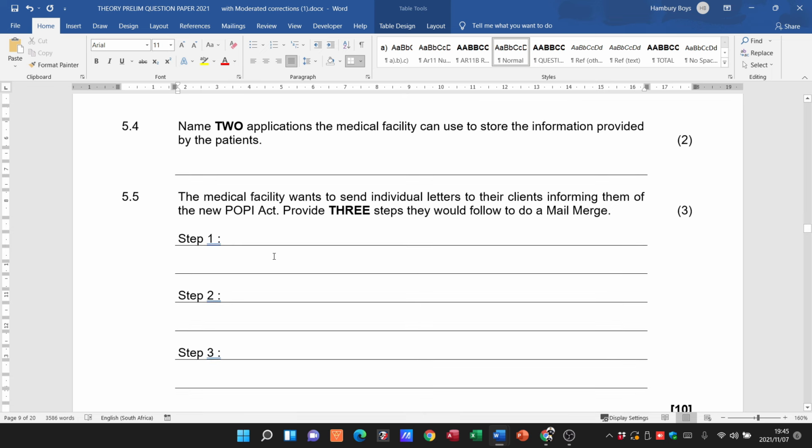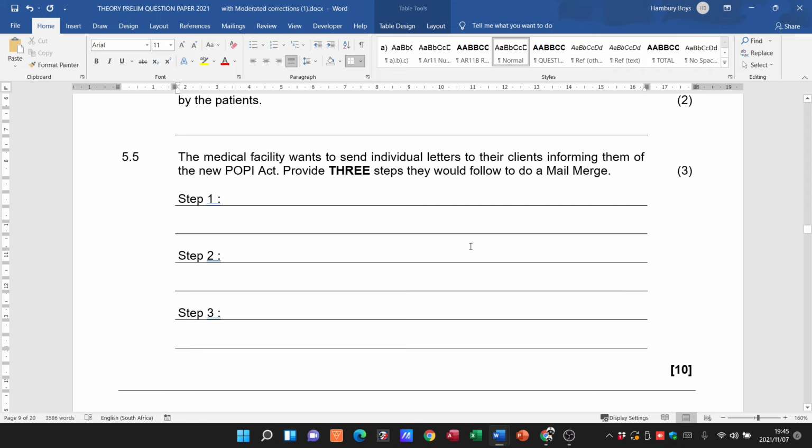Then the medical facility wants to send individual letters to their clients informing them of the new POPIA Act. Provide 3 steps they would follow to do a mail merge. Now, I usually say a mail merge is made up of 4 steps. You want to start the mail merge. You would then select the recipient list, whether that's going to be a spreadsheet or a database, anything like that. You'd insert the merge fields and then finish your merge.